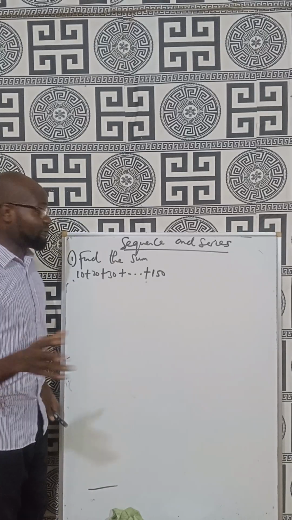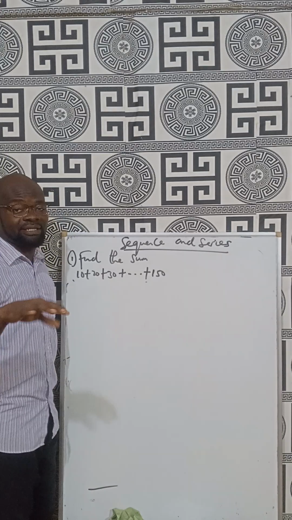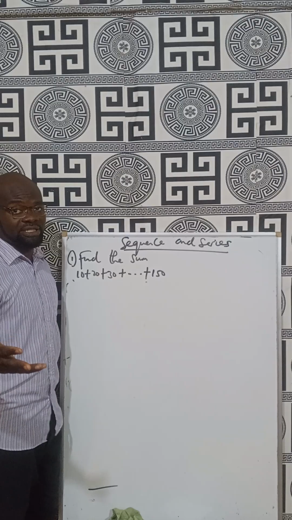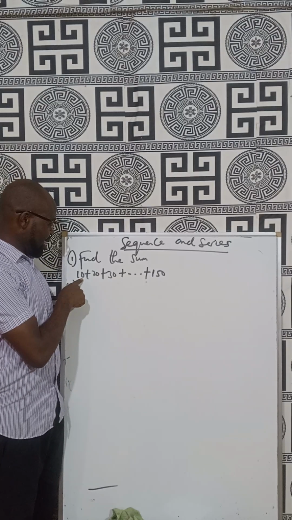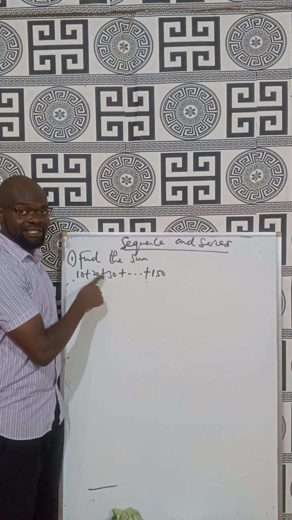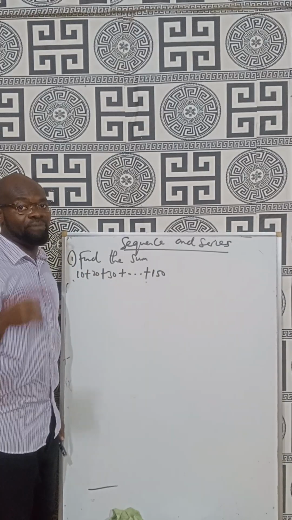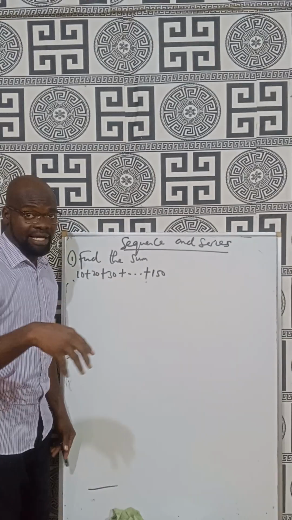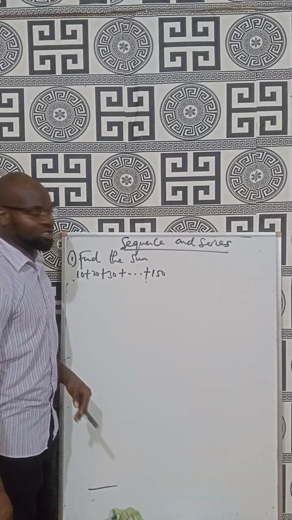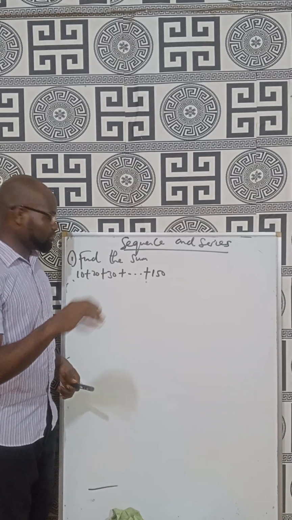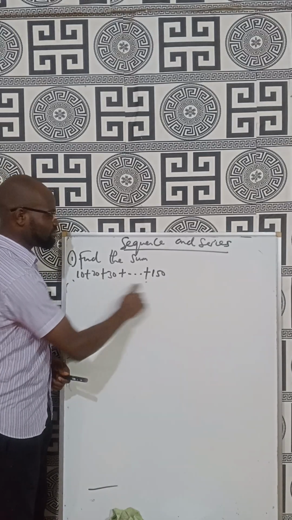First and foremost, what type of sequence? This is an arithmetic progression, also called linear sequence. You can see because we are adding 10 plus 10, 20, plus 10, 30, plus 10, 40. So we keep adding 10. Because we are adding, that makes it a linear sequence or arithmetic progression. So what do we do here? First, we have to check the last number. The last number is 150.